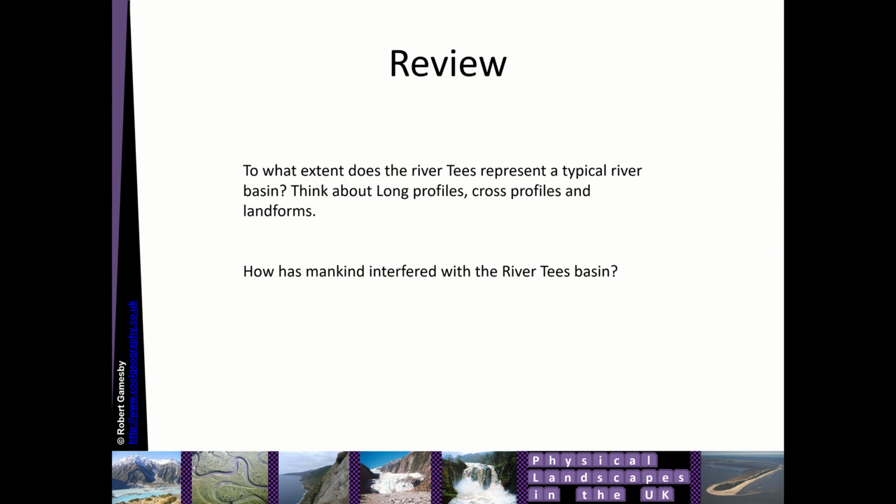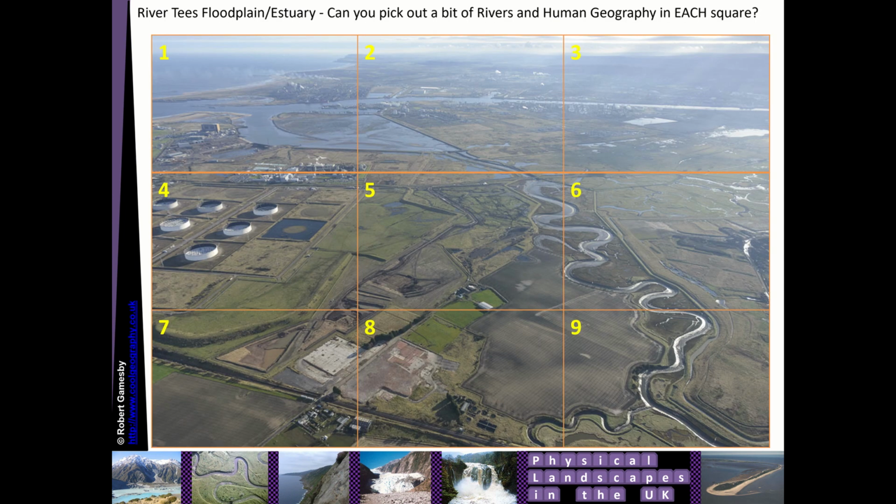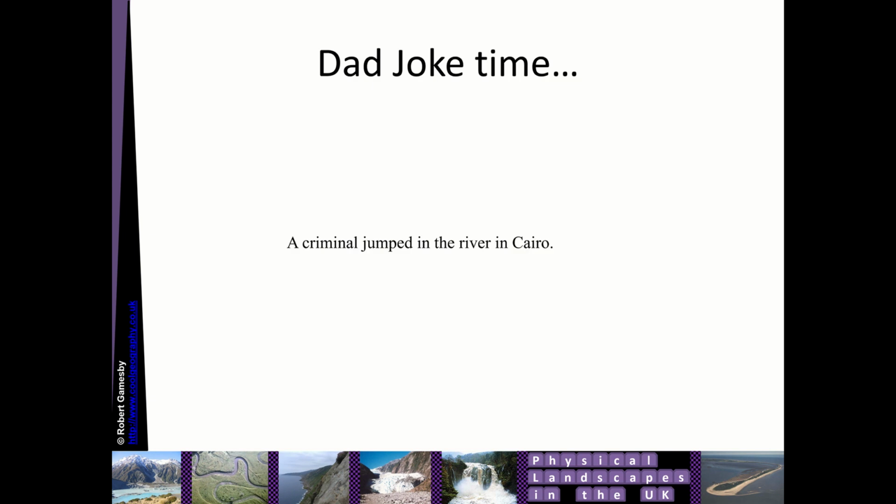And then to review, you can just think about those two questions. To what extent does the River Tees represent a typical river basin? And how has mankind interfered with the River Tees basin? So that's your two review questions. If you can answer those, you've understood the topic. The second bit of review would be to look at this image of the River Tees. Can you pick out a bit of geography, particularly river geography, in each square, and a bit of human geography?